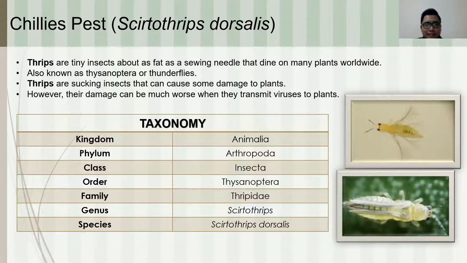Okay, so for the first chilli pest, Scirtothrips dorsalis: thrips are tiny insects about the size of a sewing needle that feed on many plant buds. They are usually very hard to see with the naked eye because they are so tiny. Thrips are also known as Thysanoptera or thunderflies. They are sucking insects that can cause damage to plants, but their damage can be much worse when they transmit viruses to plants. So this is the taxonomy of the thrips. The order of thrips is Thysanoptera.